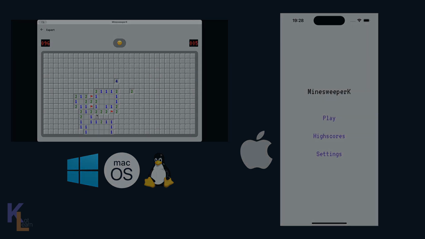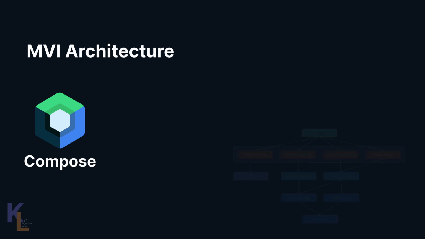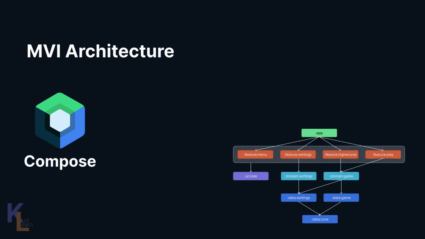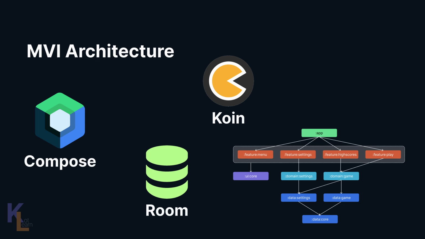Throughout this series, we'll be using a range of technologies. With this being written with Compose Multiplatform, the UI is created with Jetpack Compose. We're using a model view intent, or MVI, pattern to manage app state, keeping the logic predictable and easy to debug or test. The app will be multi-modular and split by feature and layer. We'll be using Koin for handling dependency injection, Room will be used for data persistence, and DataStore will be used for saving settings and preferences.